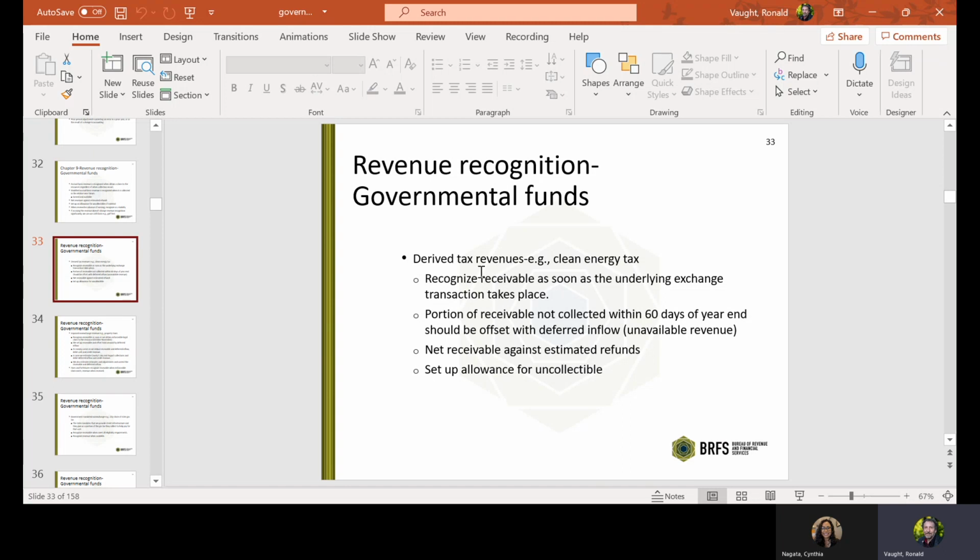So revenue recognition in the governmental funds derives tax revenue, like the clean energy. We recognize the receivable as soon as the underlying transaction has taken place. And a portion of the receivable not collected within 60 days of year end should be offset with deferred inflows. And the net receivable against estimated refunds, set up an allowance for uncollectibles. We don't do a lot of estimating of refunds. It's just not material.